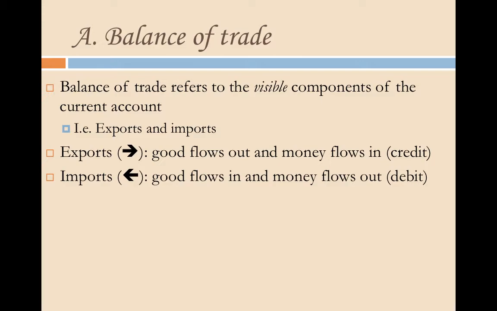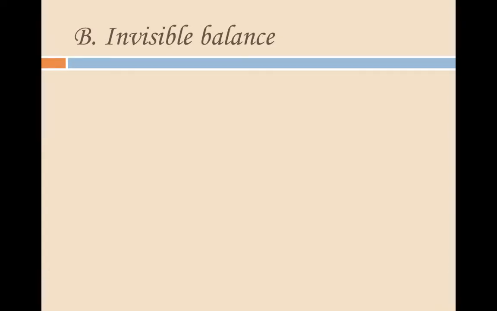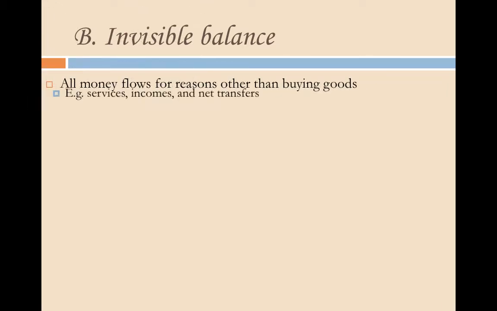A very useful statistic. The thing is, it's not the only thing in the current account. The current account actually has 4 components. One of those components is called the balance in invisible trade. These are other reasons that money is flowing in and out besides exports and imports. The first major one that comes to mind is services. We have service exports and service imports.